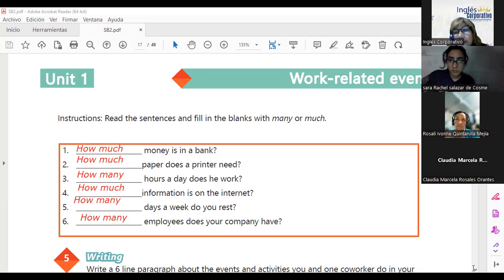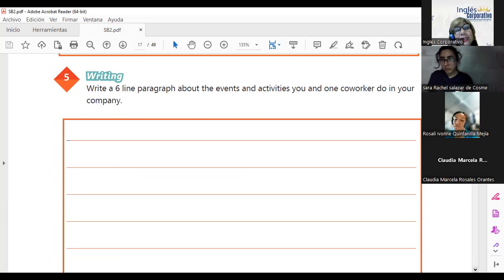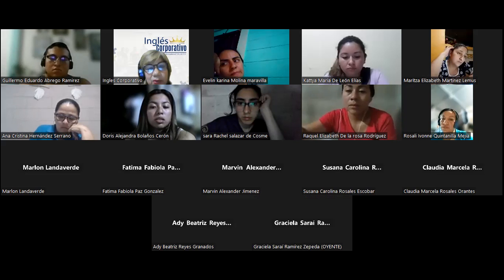And here we have an exercise of writing a paragraph. Here you have an exercise that is writing a paragraph about the events and activities you do and your co-workers, but we are going to do this in a different way. Okay, we are going to go different. So we are going to continue with the presentation and the PowerPoint.